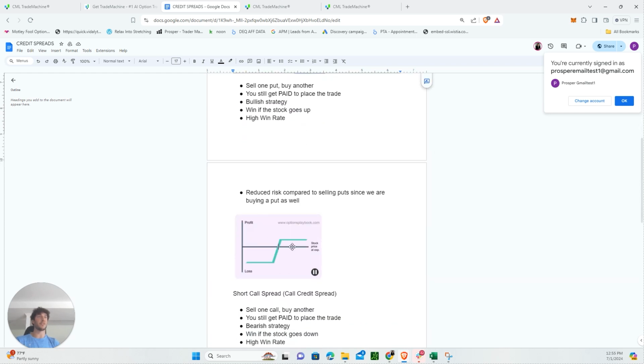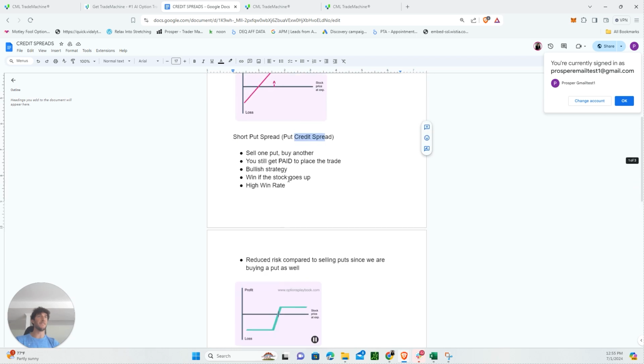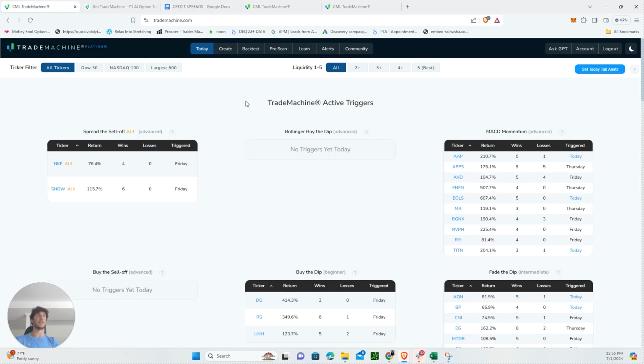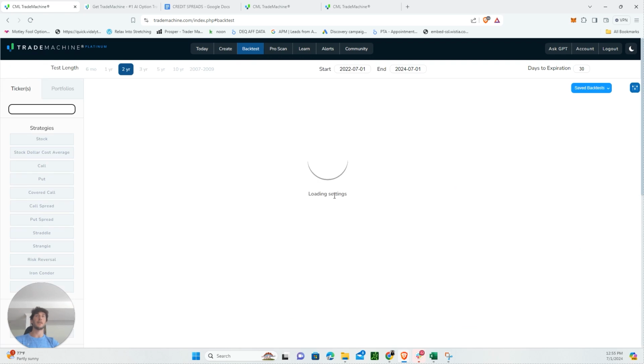So let's dive into specifically a short put spread, also known as a put credit spread, since this is a bullish strategy, and that's the market we're in right now. So we're going to go to Trade Machine, and we're going to go to the backtest tab. And what we want to do is pull in a couple things here.